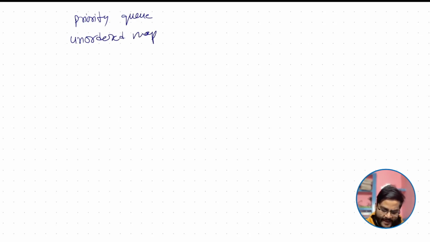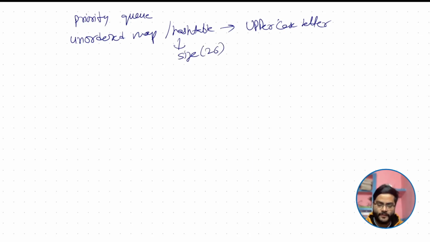So what is my approach? I will take a priority queue, and I will take an unordered map, or we can say hash table. Because we are using uppercase letters, you can take a hash table of size 26 for storing A to Z, or you can take another map that we know how to take, right?